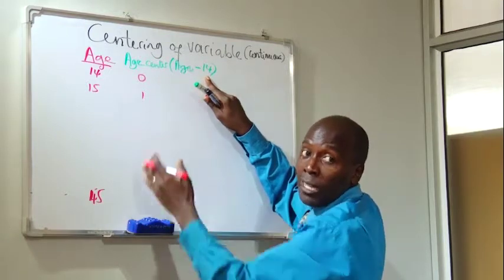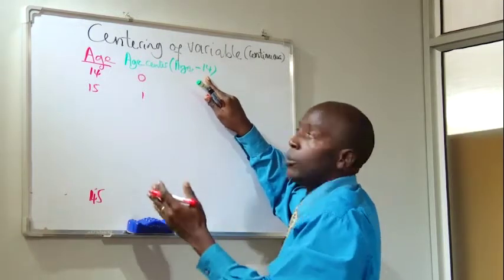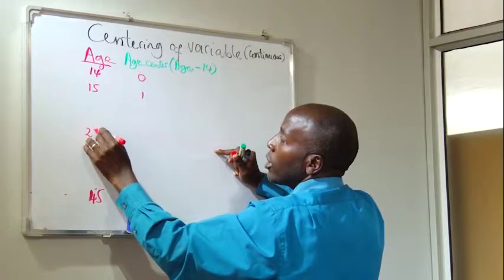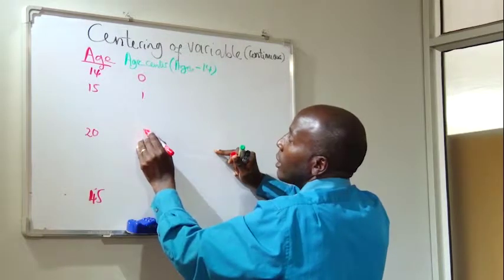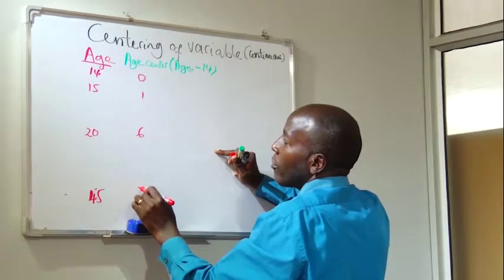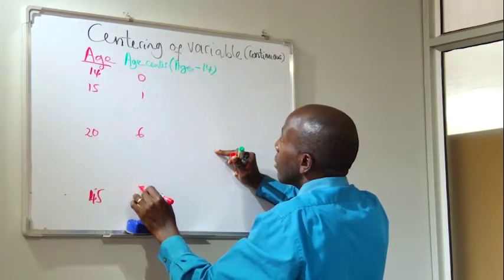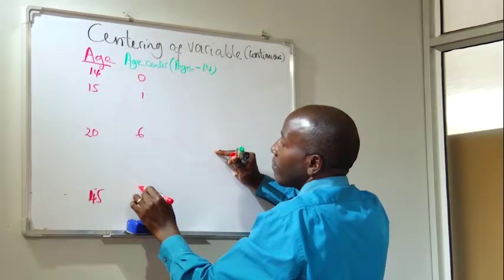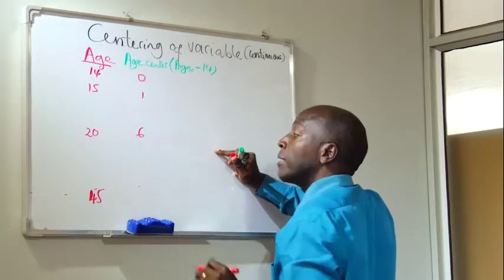After we've sorted the values and described them, the person who is 20, age centered will be what? It will be 6. The person who is 45, age centered will be what?